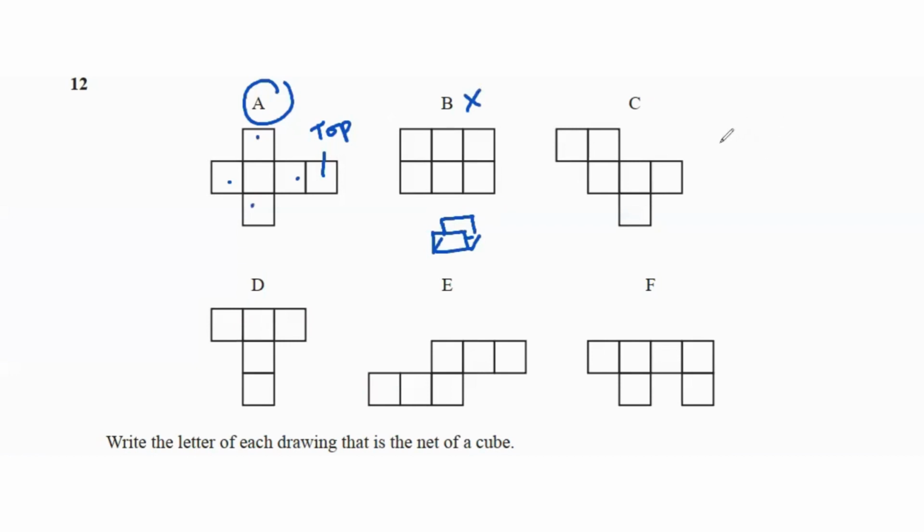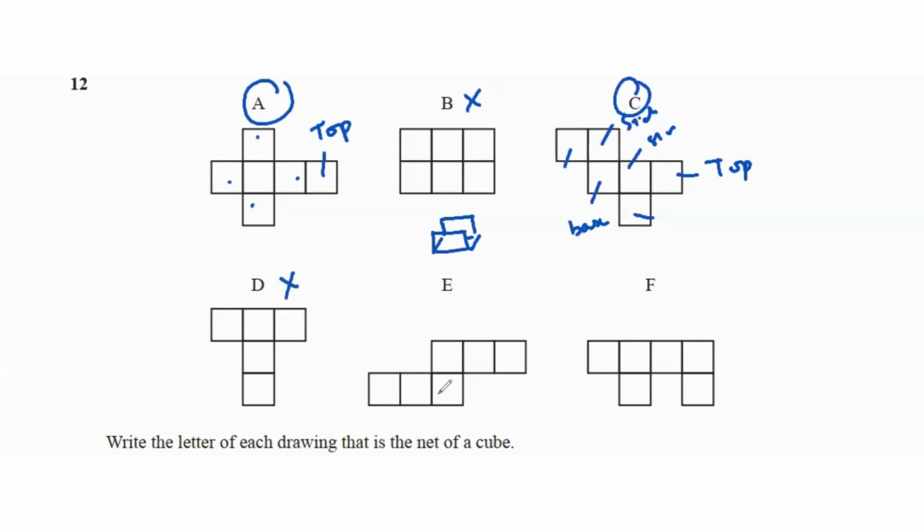For C, this would be the base and this is side. This is side. This would also be the side and side. This would be the top. So yes, C is a cube. Then D does not make a cube because once again, there are not enough faces. We need 1, 2, 3, 4, 5, 6. This has 1, 2, 3, 4, 5 faces.